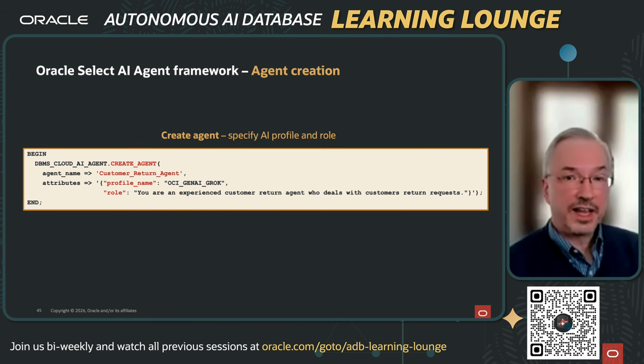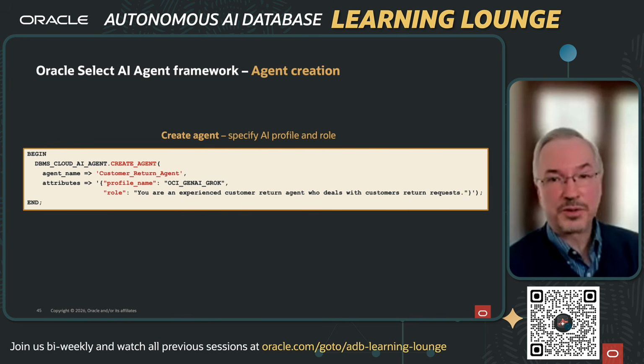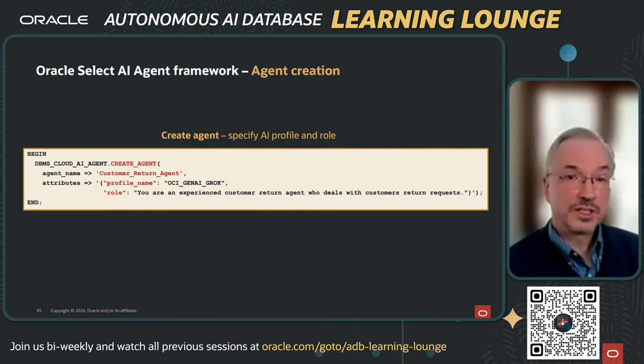Now next, we create an agent using the create agent procedure. We give it a name and attributes, profile name, which specifies the AI profile with the provider and LLM that we should use, and the role. This is a description of sort of who the agent is supposed to be and how the agent should behave. Here, we're saying our customer return agent is an experienced customer return agent who deals with return requests. It can be interesting to try different role descriptions to see how the agent will respond. For example, you may want your agent to be friendly and chatty, or concise and businesslike.